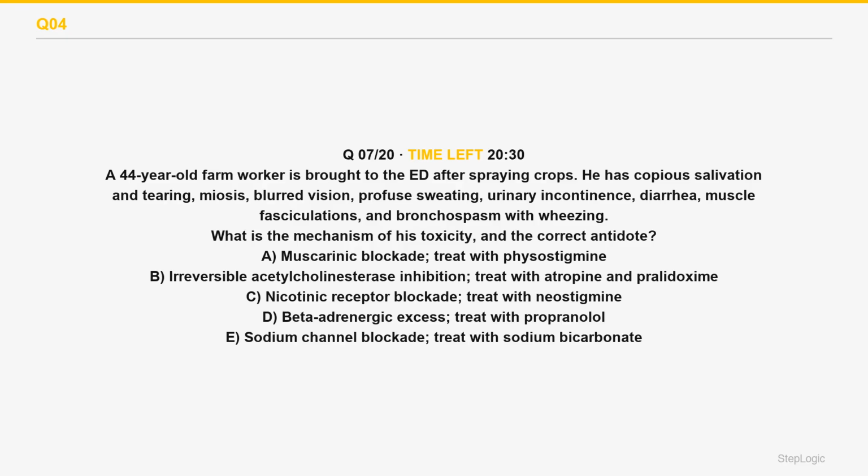Read the command, mechanism, and antidote. Farm worker spraying crops with the full cholinergic toxidrome. Organophosphate poisoning.